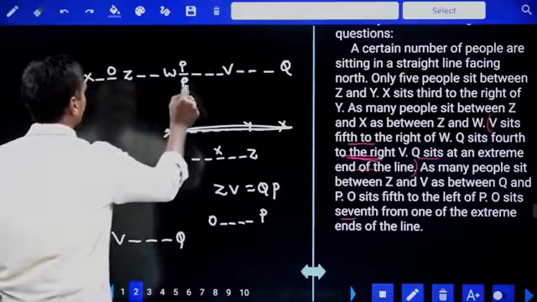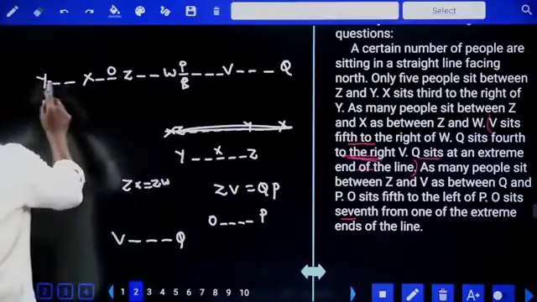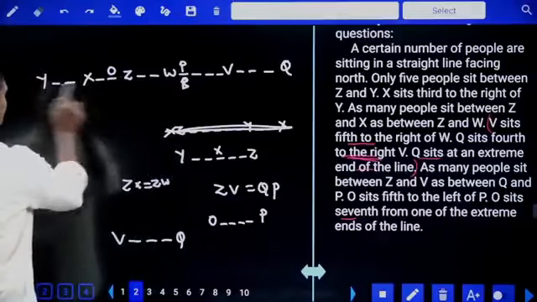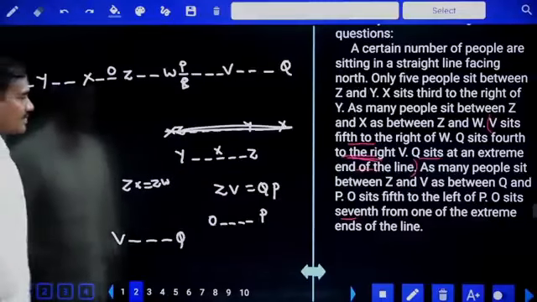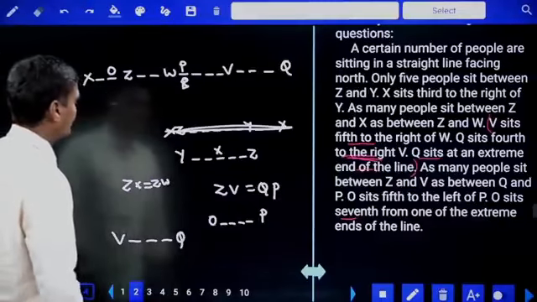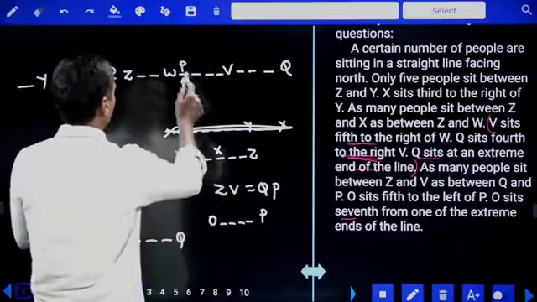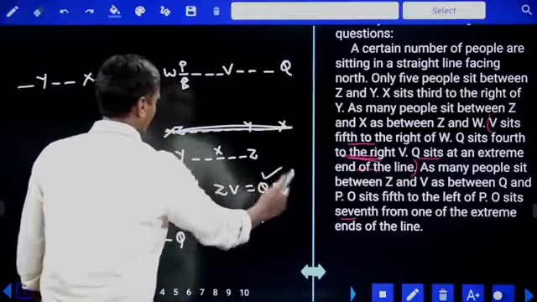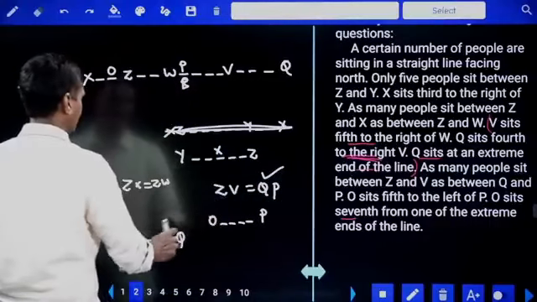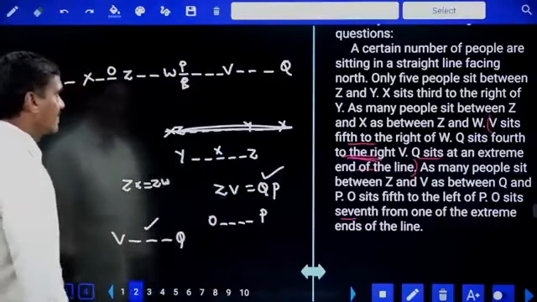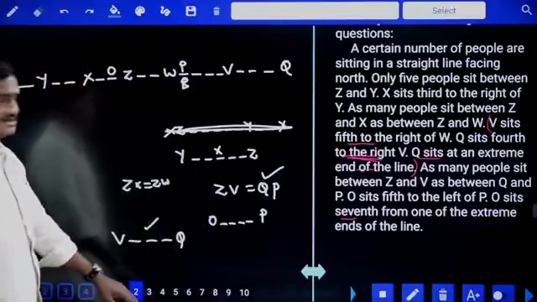And next one, and O is 7th from the left hand. 1 2 3 4 5 6. Hence O is 7th from the left hand. Done with this? Now this is the final arrangement we have. Z and V equals to P and Q. Z కి V కి మధ్యలో P and Q. O and P, we have taken this information. This is the final arrangement we have. Done. Set number 2.